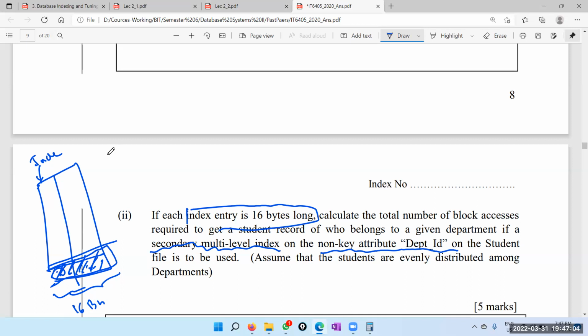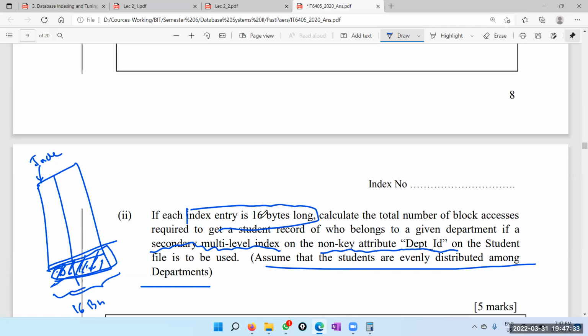Right. So now let's read it again. Assume that the students are evenly distributed among departments. So that is another assumption. Let's read it again. If each index entry is 16 byte long, calculate the total number of block accesses required to get the student records belonging to a given department if a secondary multi-level index on the non-key attribute department ID on the student file is to be used.